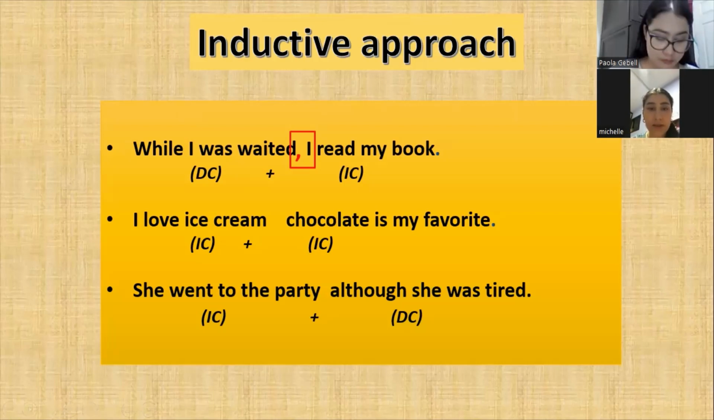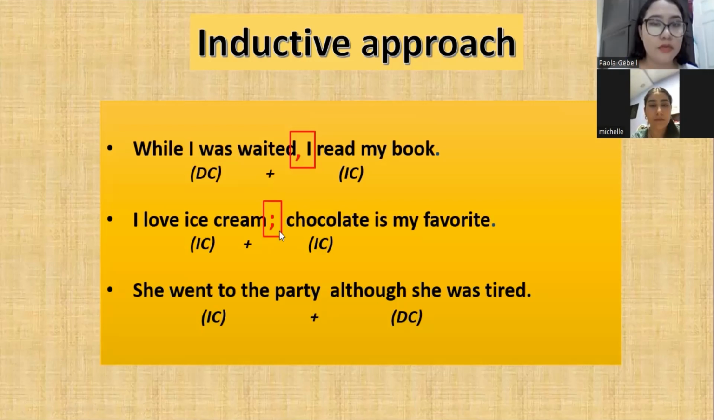And the second one is, I love ice cream. Chocolate is my favorite. Okay, Michelle, thank you. Yes, we have to put a semicolon here, but do you have an idea why we put a semicolon here? Mm, I'm not sure, but I think because we have here two independent clauses.